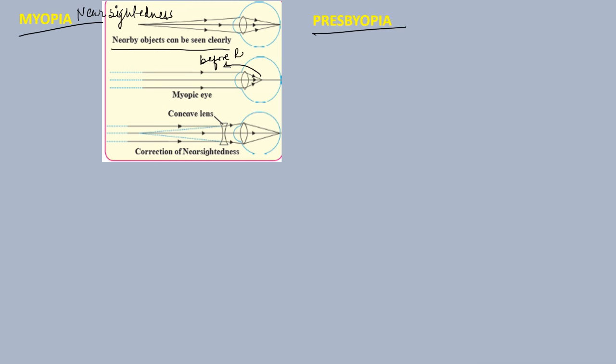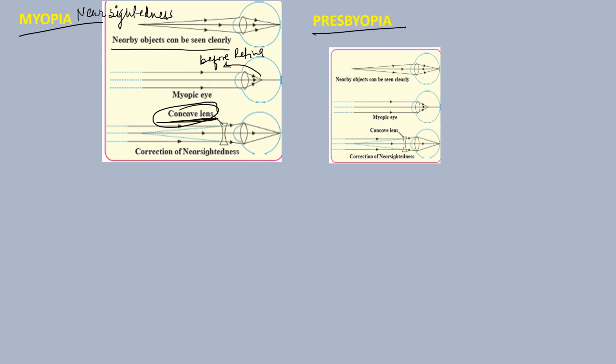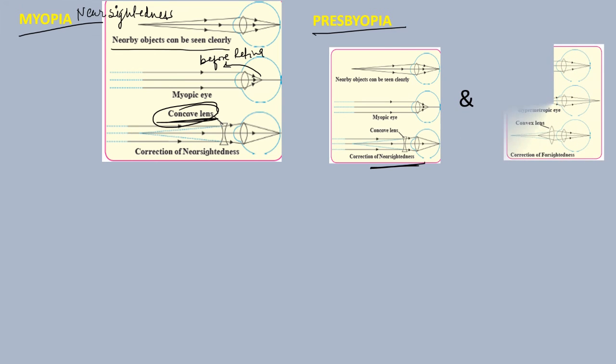Alright, now in case of presbyopia, what happens? The person is suffering not only from nearsightedness, that is myopia, but he also has a defect in farsightedness. That means he also has hypermetropia. Because you know what happens, the ciliary muscle loses the capacity to change the focal length of the eye lens.